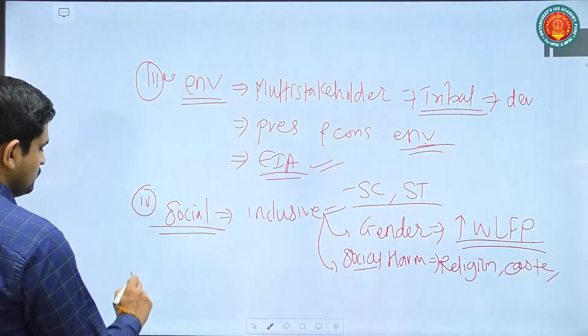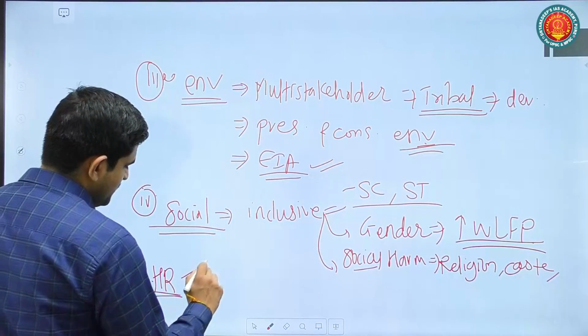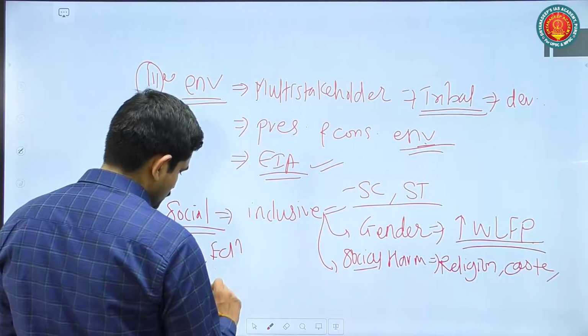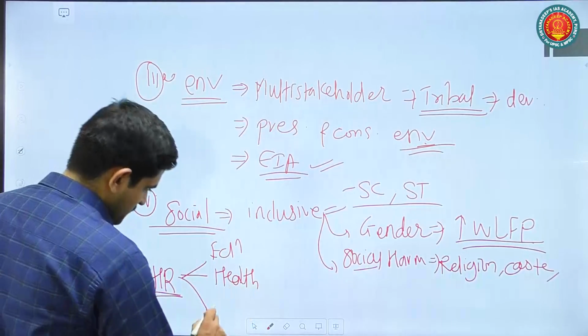Okay, then coming to the next area of development, that is your human resource development. In human resource, there are basically three components: your education, your health, and your skilling.